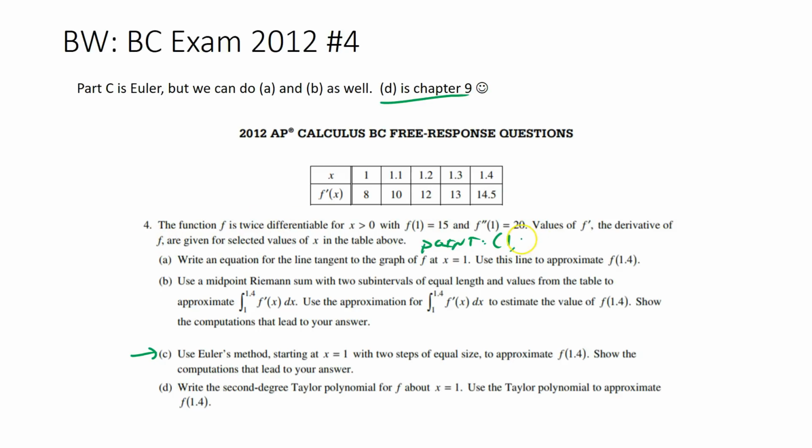f of 1 is 15. Oh, there we go. 1, 15. There we go. Okay, they tell us f double prime of 1 is 20, so it's concave up at 1. They don't say it's concave up the entire time. It probably is between 1 and 1.4. The concavity probably doesn't change, but it might. Okay, so now we need a slope.